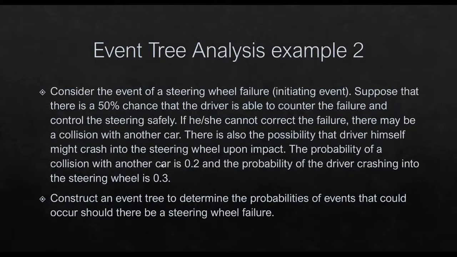So the probability of a collision with another car is 0.2. Collision another car lah. So daripada 0.5 dia pergi ke 0.2 dan pecahan dia akan jadi 0.8 lah. Okay. And the probability of the driver crashing into the steering wheel is 0.3 and the another path is 0.7 lah. So we have to construct the event tree to determine the probabilities of event.